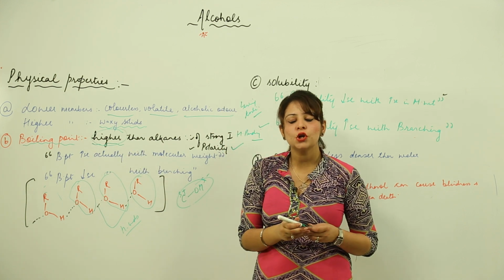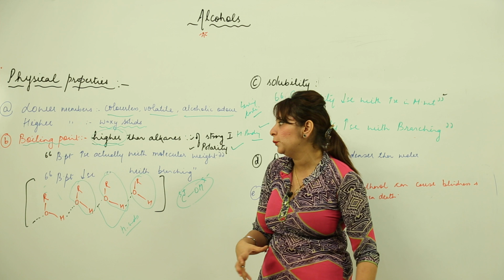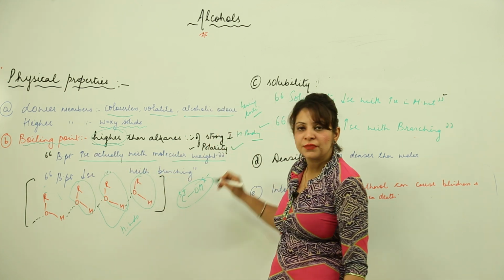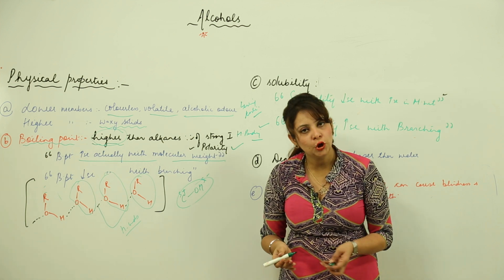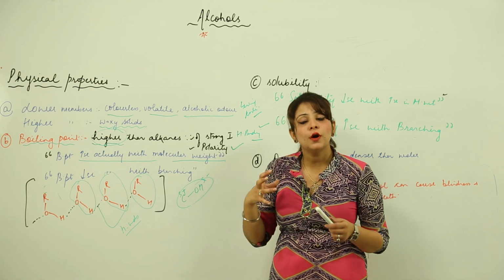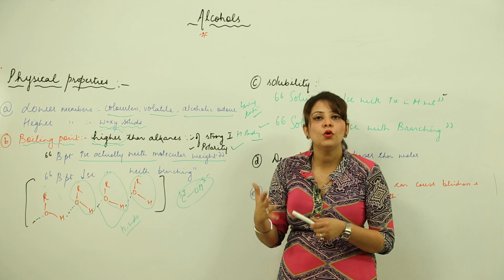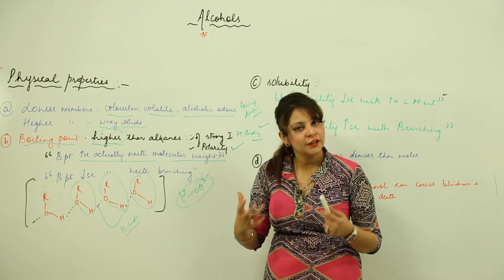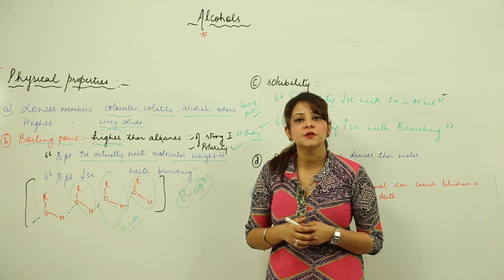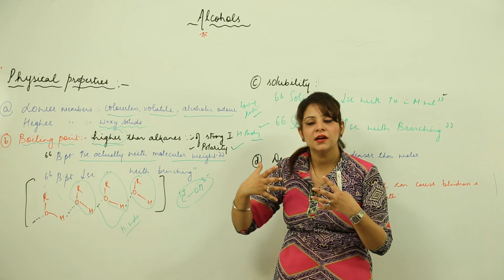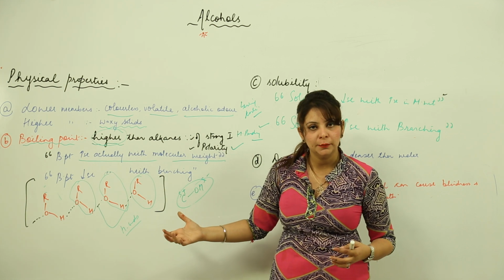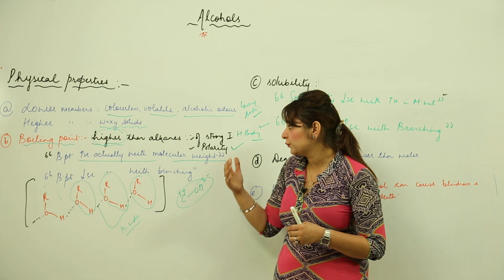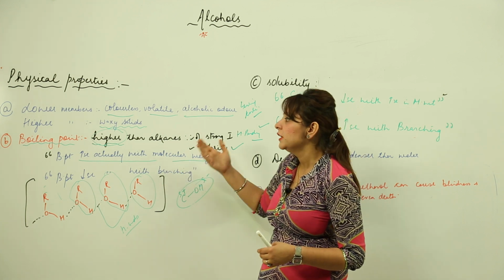But there we see a variation with boiling point. Boiling point increases with molecular weight. If I am talking about propanol and heptanol, obviously heptanol is going to have the higher boiling point. The higher boiling point means more attractive forces, which means there will be more hydrogen bonding, right? So that is the reason we see that with increase in the molecular weight, the boiling point increases.